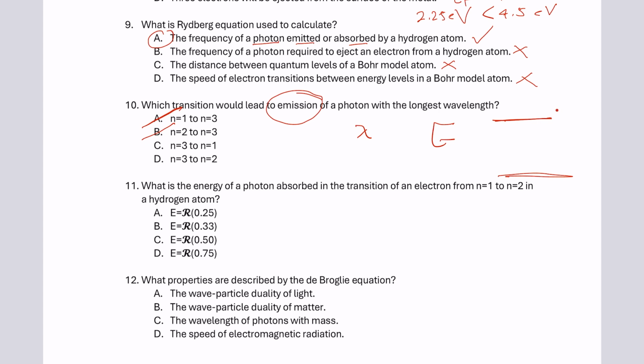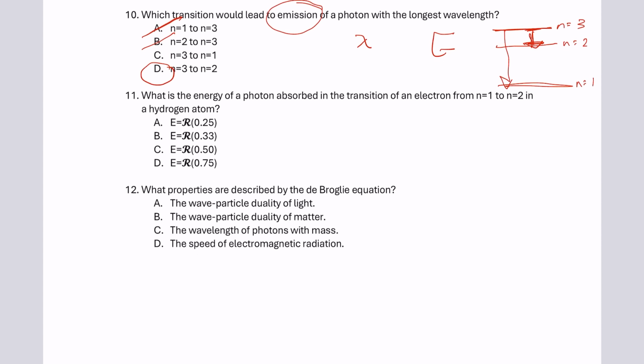In C, we're moving from n equals 3 to n equals 1. And in D, we're moving from n equals 3 to n equals 2. The correct answer is going to be D. This is an emission process with the smallest energy change given the options. Since wavelength is inversely proportional to energy, a smaller energy difference results in a longer wavelength photon. And that is why D is the correct answer.